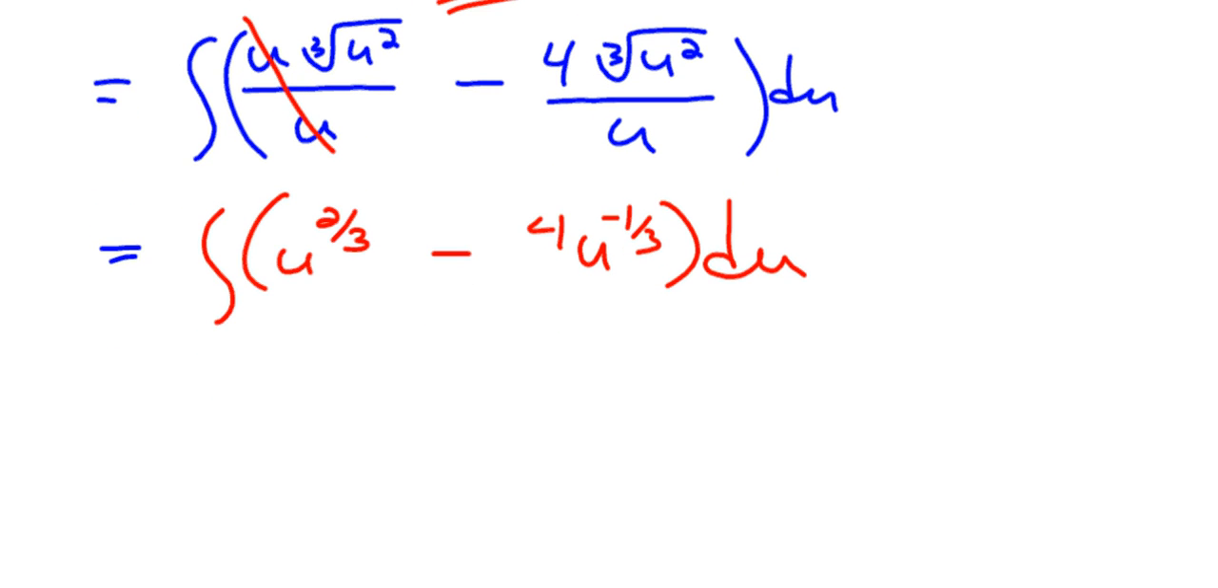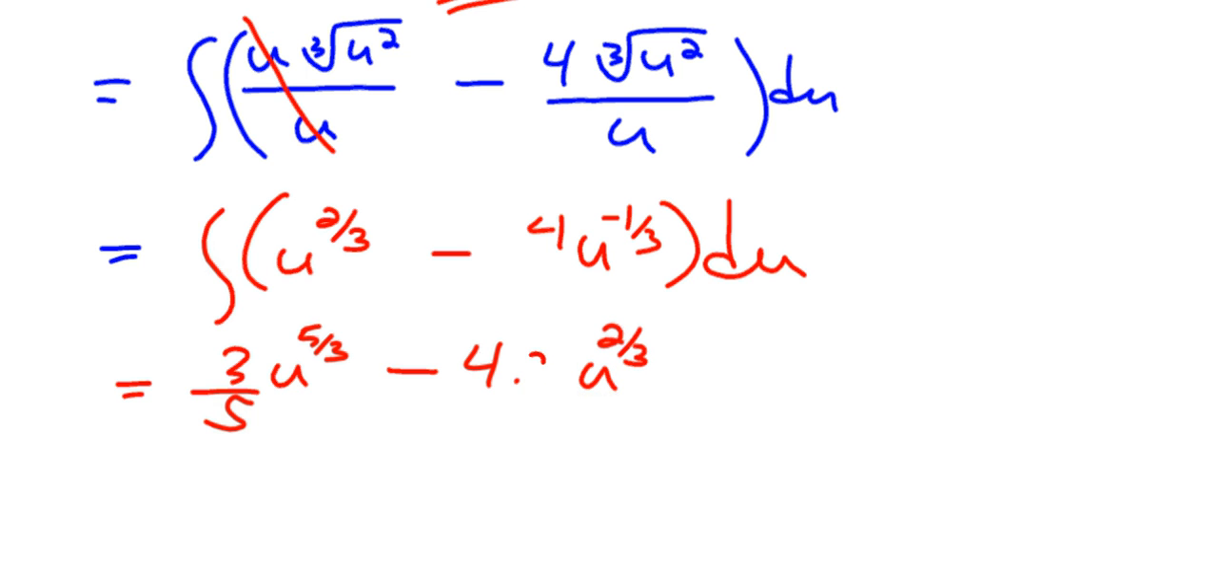So I'm going to take the antiderivative of each of these functions. I'm going to add 1 to the exponent and get 5/3. I'm going to divide by the new exponent, and I have the reciprocal here. The next one, I have minus 4u, adding 1 to the exponent and dividing by the new exponent, multiplying by its reciprocal. I get this plus c.